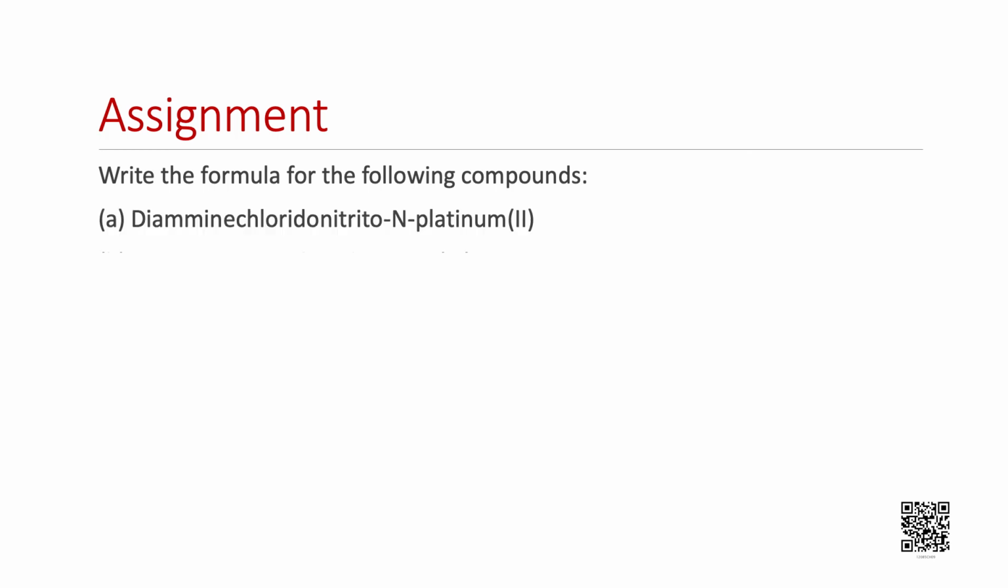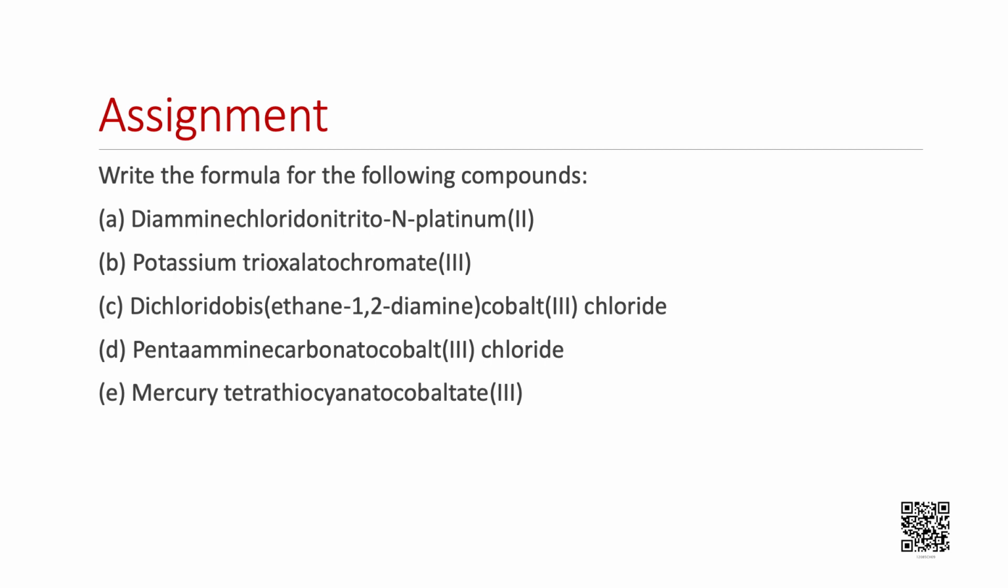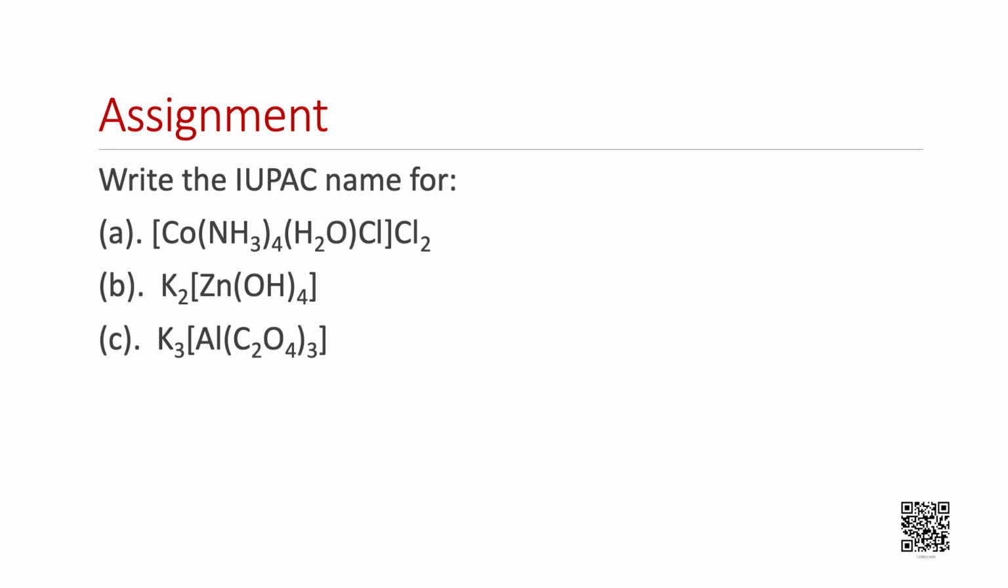The first one, diammine chlorido nitrito-N platinum(II). The second complex here is potassium trioxalato chromate(III). The third one is dichlorido bis(ethane-1,2-diamine) cobalt(III) chloride. Pentaammine carbonato cobalt(III) chloride. And the last one, mercury tetrathiocyanato cobaltate(III). Also write the IUPAC name for the given complexes.